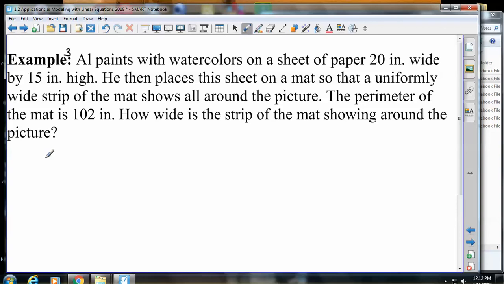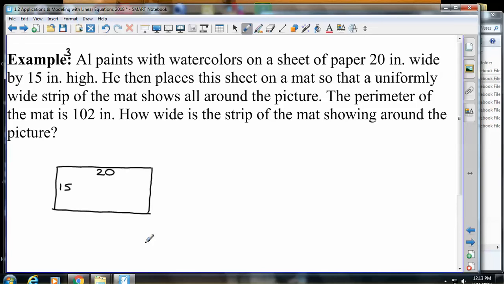Al paints with watercolors on a sheet of paper 20 inches wide by 15 inches high. Just stop right there. What should we do? Draw a picture. Sheet of paper, so rectangular in shape. We even know how big it is. He then places this sheet on a mat so that a uniformly wide strip of the mat shows all around the picture.